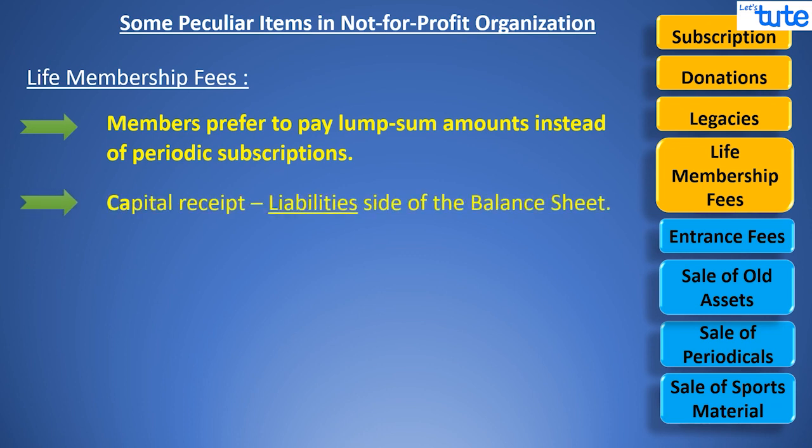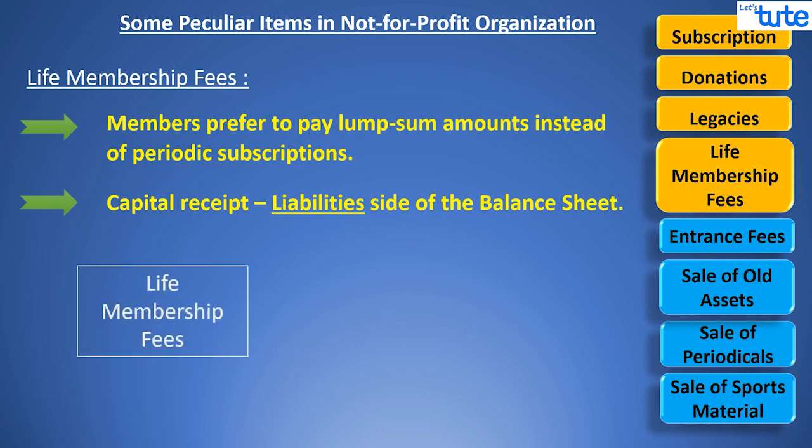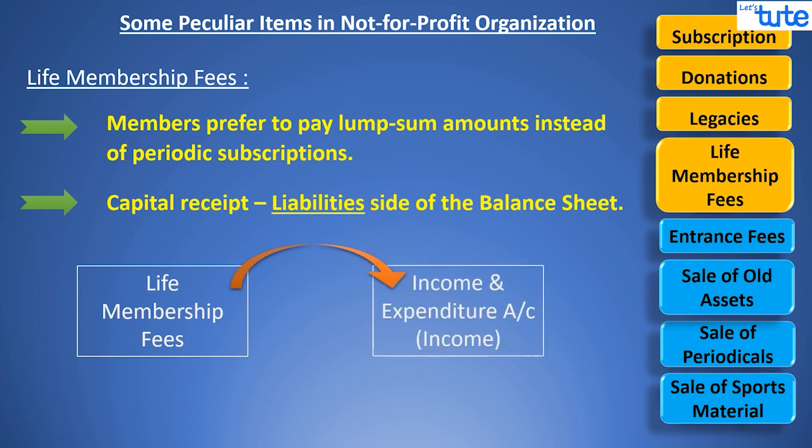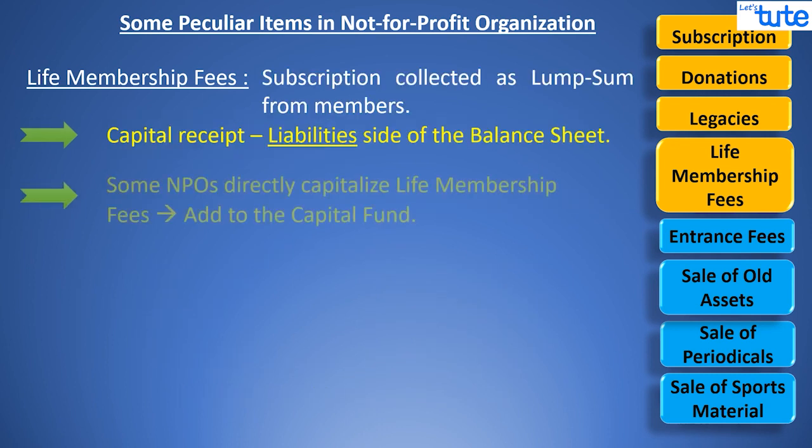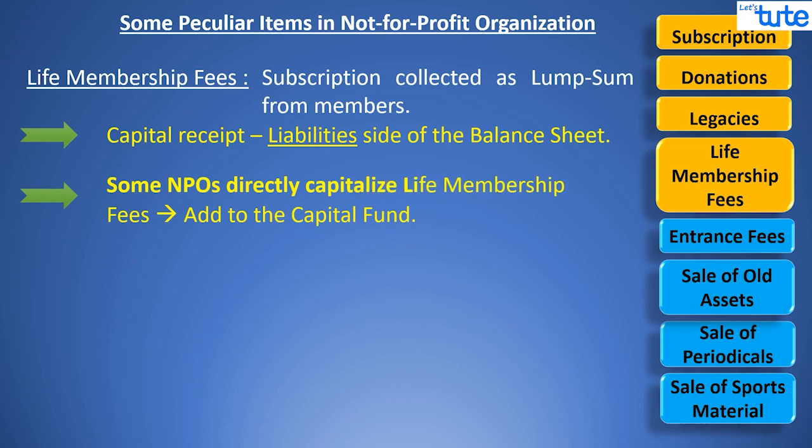Such receipt is non-recurring in nature and so treated as capital receipt and thus shown on the liability side of the balance sheet. Also, the organization can transfer a proportionate amount from life membership fees account to the credit side of income and expenditure account, that is on the income side. This apportionment can be based on age and average life of a member, or it can be an amount equal to annual subscription as per the decision of the organization. Some organizations might directly capitalize these fees, which means it is added to capital fund.